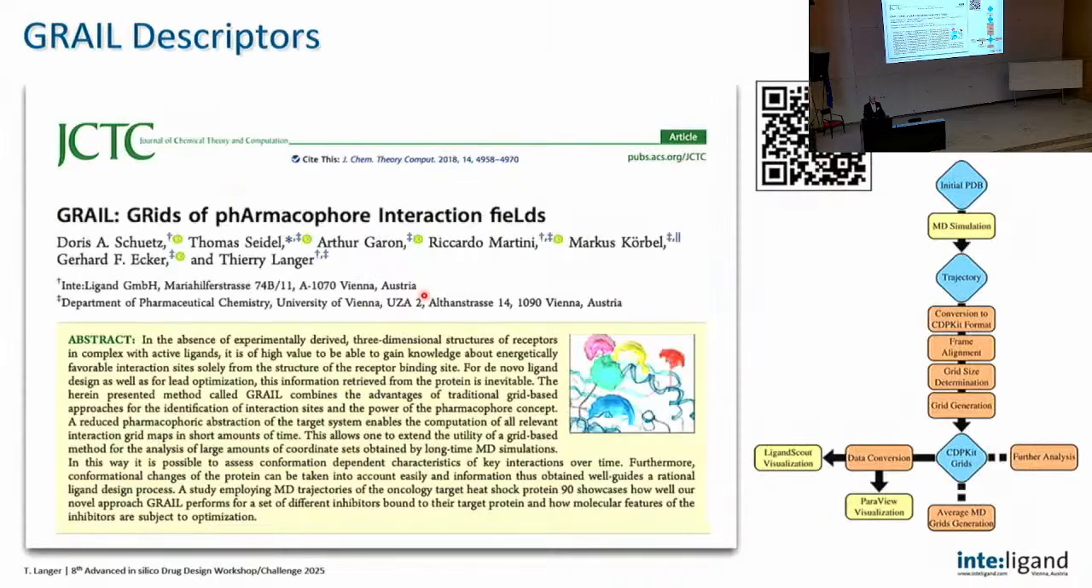Now, what is GRAIL? GRAIL is the abbreviation for grids of pharmacophore interaction fields. This paper is a little bit older already. It was first published in 2018, so the concept and the first application. What we do here is use this to look into binding pockets and characterize them according to, I would say, their pharmacophore trend, right? What kind of pharmacophore interaction would this pocket look for? How must the ligand look so that it fits well into this pocket?